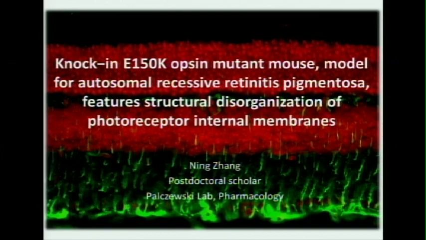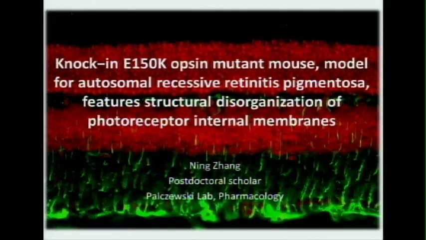My talk today is "Knock-in E150K opsin mutant mouse model for autosomal recessive retinitis pigmentosa features structural disorganization of photoreceptor internal membranes." I'd like to mention that the background image has recently won the Art of Science in the School of Medicine, and shows the activated Mueller cells in the E150K opsin mutant mouse.